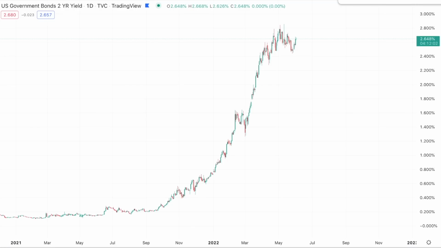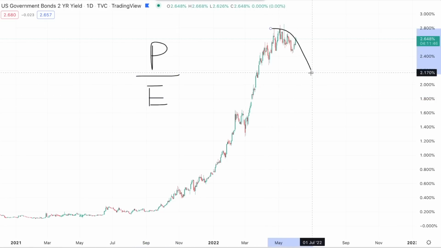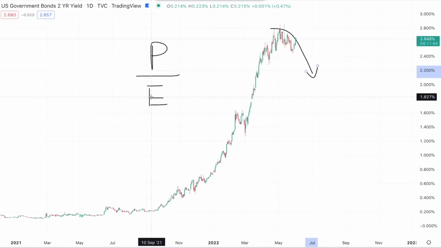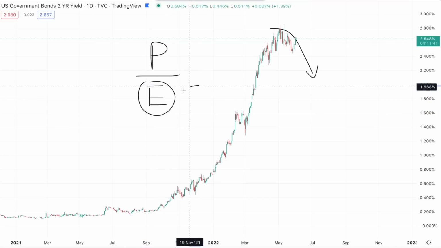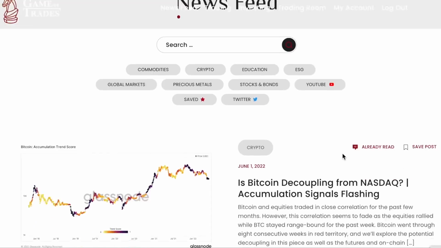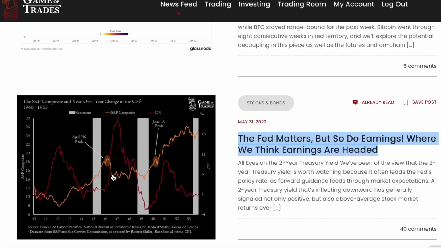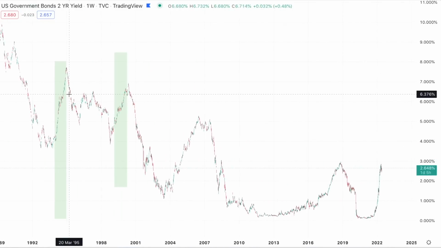Now, of course, the second part of that equation is the earnings side, because PE ratios are valuations, and so you can have the 2-year yield coming down as much as you want, but if the earnings are coming down because the economy is collapsing and we're heading into a recession, if that ends up being true, well, you can have all the valuation expansion you want, but you're still going to have a falling stock market. And that's why we posted this work on earnings this week, where we actually took a look at historical examples of earnings.